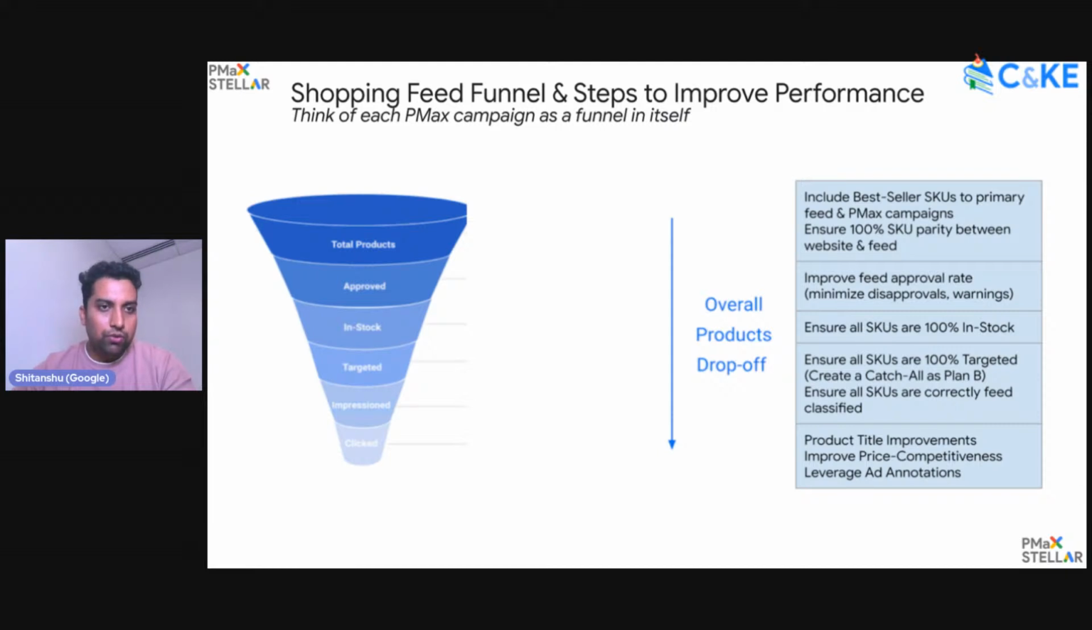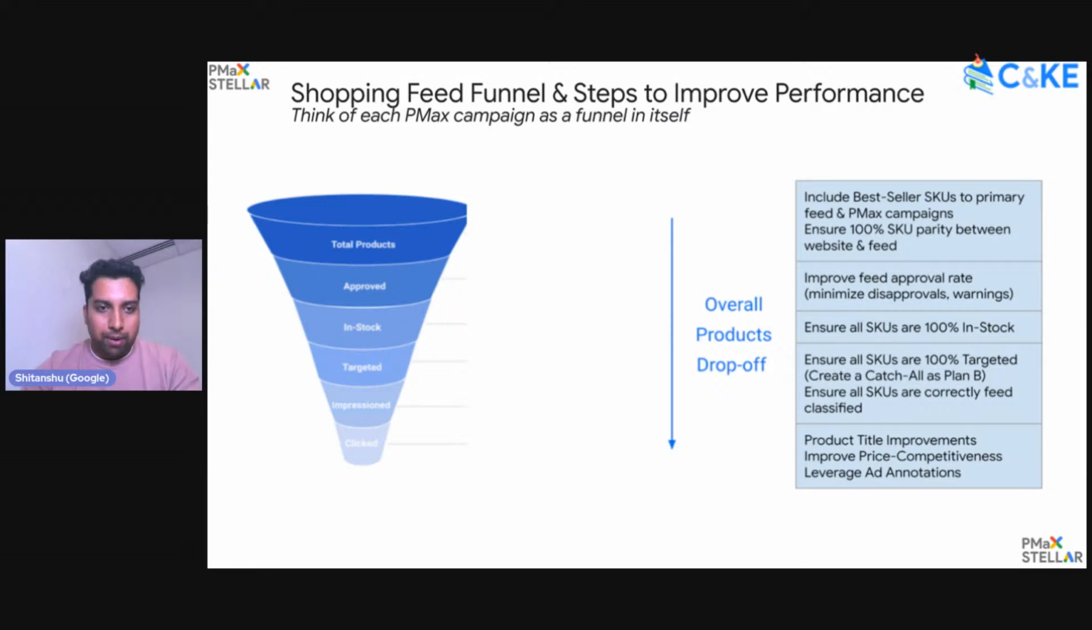Now, if you look at a usual feed funnel, it has these stages, which is you have the highest group of total products, which is literally all the SKUs that you have in your feed. Then you have approved, which is a smaller set of products which is approved in your feed health, right? And then you have in stock, which is among approved. You may have some out of stock products as well. So you have the next step, which is in stock, so slightly less probably from approved. And then you have targeted, and similarly you have impression and clicked.